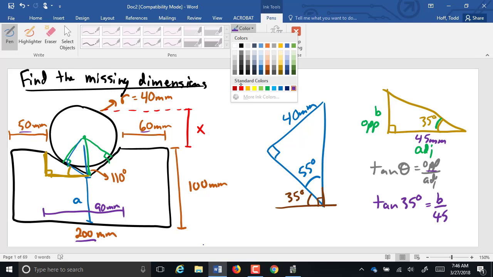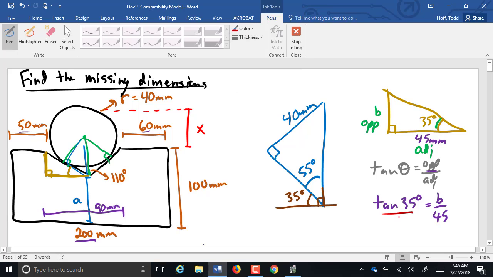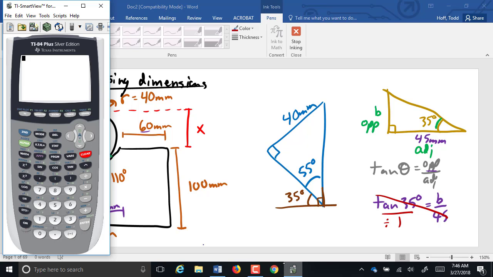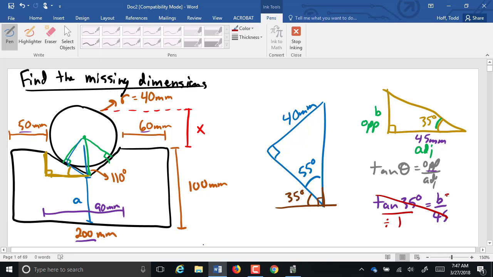Am I looking for a side or am I looking for an angle? Looking for a side. When we're looking for a side, we put the trig function over 1 to make it a proportion. And we just cross multiply and divide. So this is going to be tangent of 35 times 45 divided by 1. I don't have to do the divided by 1 because that doesn't do anything. So 31.51. So B is 31.51 millimeters. So this dimension right here, 31.51 millimeters, which means A here is 68.49 millimeters.